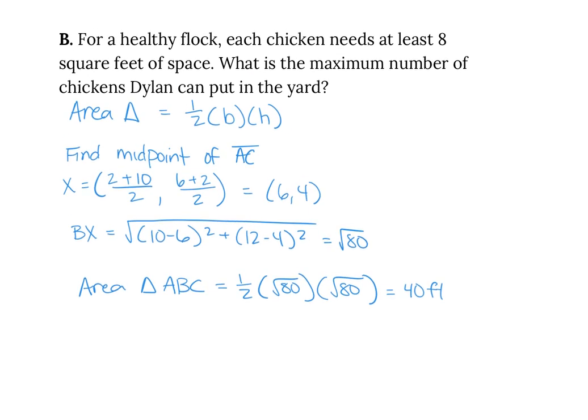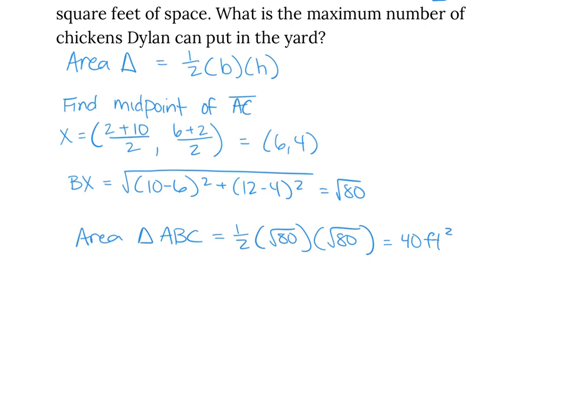If each chicken needs at least 8 square feet of space, we're going to take that 40 square feet of space that we just found and divide it by the 8 square feet each chicken needs to find out how many chickens he can have. And we will get 5. So Dylan can keep 5 chickens in his yard.